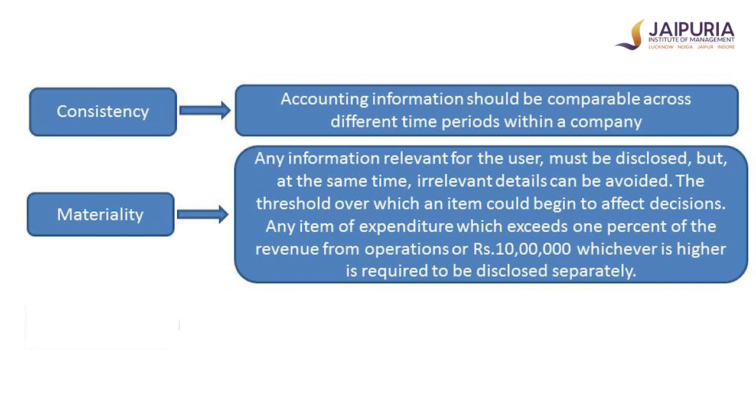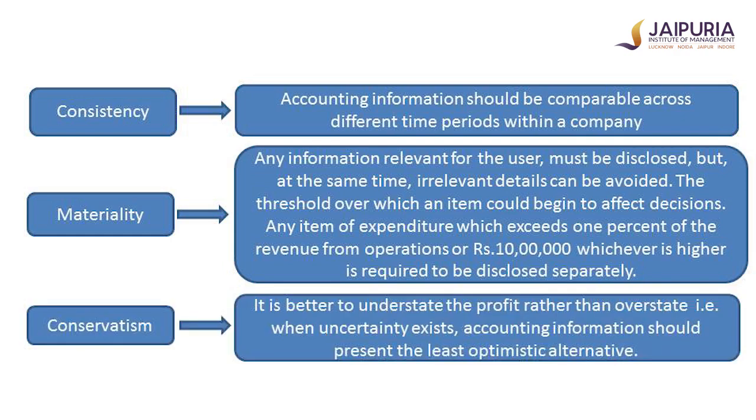Any item of expenditure which exceeds 1% of the revenue from operations or rupees 10 lakhs, whichever is higher, is required to be disclosed separately in the profit and loss statement. The next characteristic that is also important is conservatism. It is better to understate the profit rather than overstate. That is, when uncertainty exists, accounting information should present the least optimistic alternative.